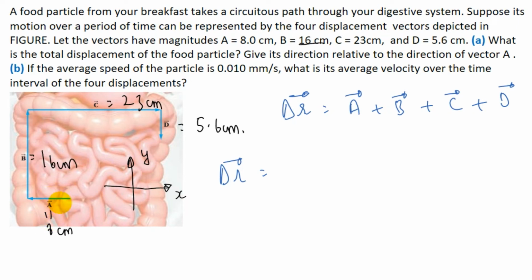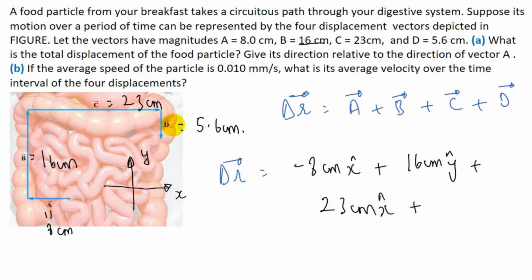Now this vector A is along the negative X, so we can write it as minus 8 centimeter X cap. Now vector B is along the positive Y, so we can write 16 centimeter Y cap. Now vector C is along the positive X, so this would be 23 centimeter X cap. Now vector D is along the negative Y, so this should be minus 5.1 centimeter Y cap.